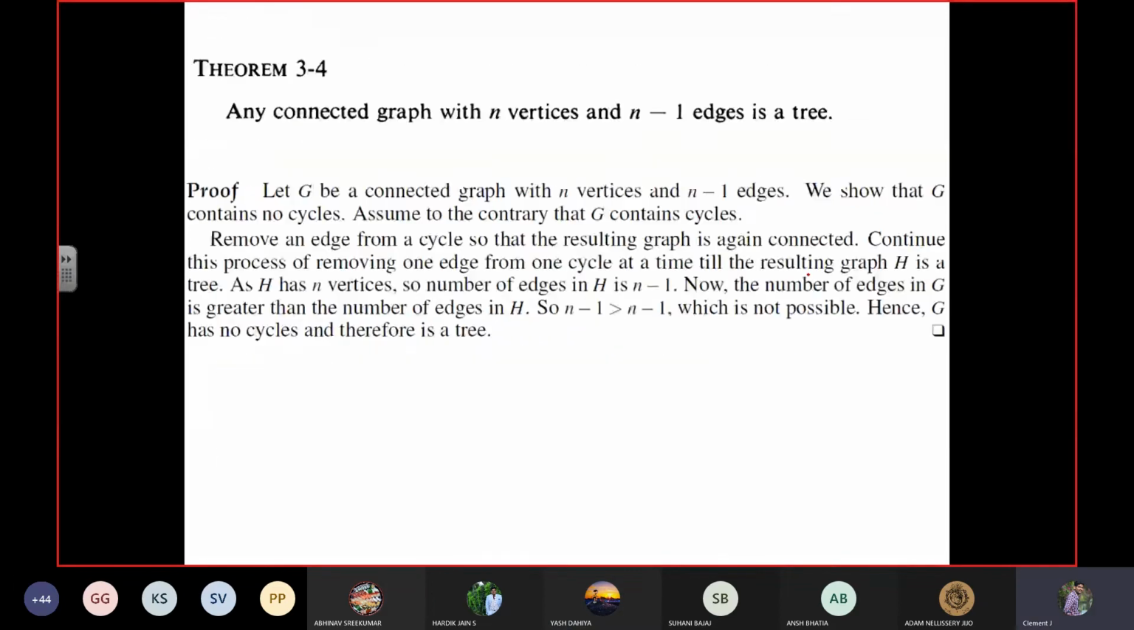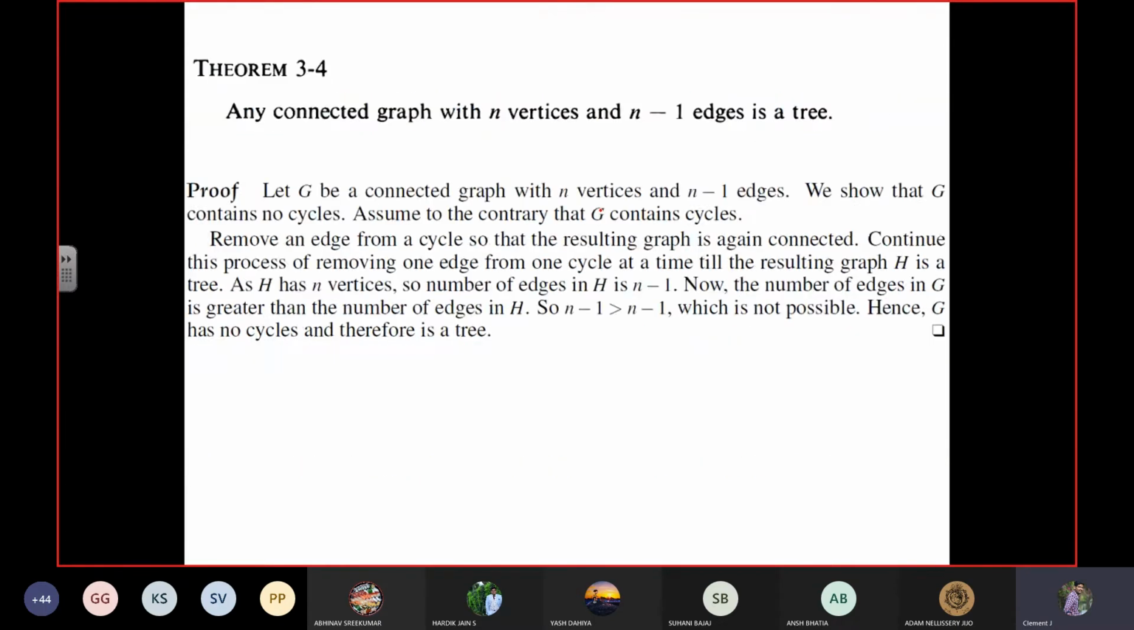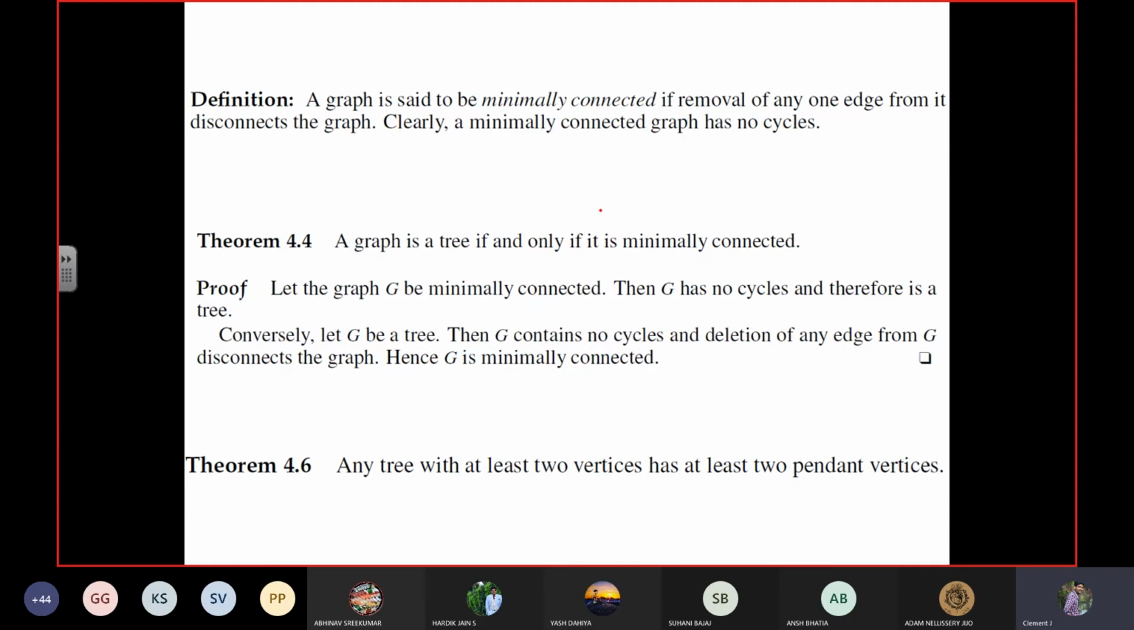Okay, let us enter into another one. See here, the next definition. You have already discussed trees and other things. So here, the minimally connected definition. Sometimes a graph is called a minimally connected graph. When can it be called a minimally connected graph? See here, if you remove only one edge, for example.